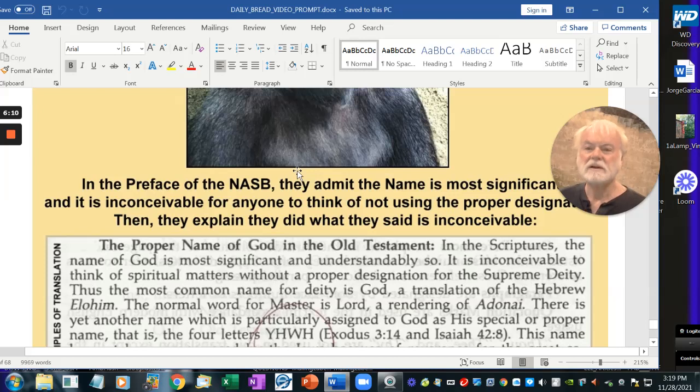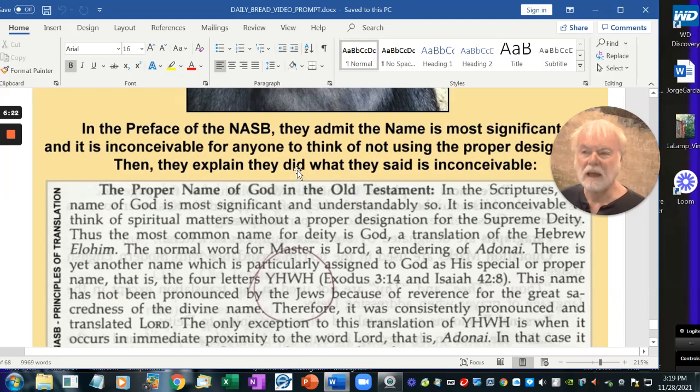Now, there is yet another name, which is particularly assigned to God as his special or proper name, that is the 4 letters YHWH. Well, there's no W, it's really a U. Exodus 3:14 and Isaiah 42:8, which I quoted. I am Yahuah, that is my name. He doesn't say it's God or anything.